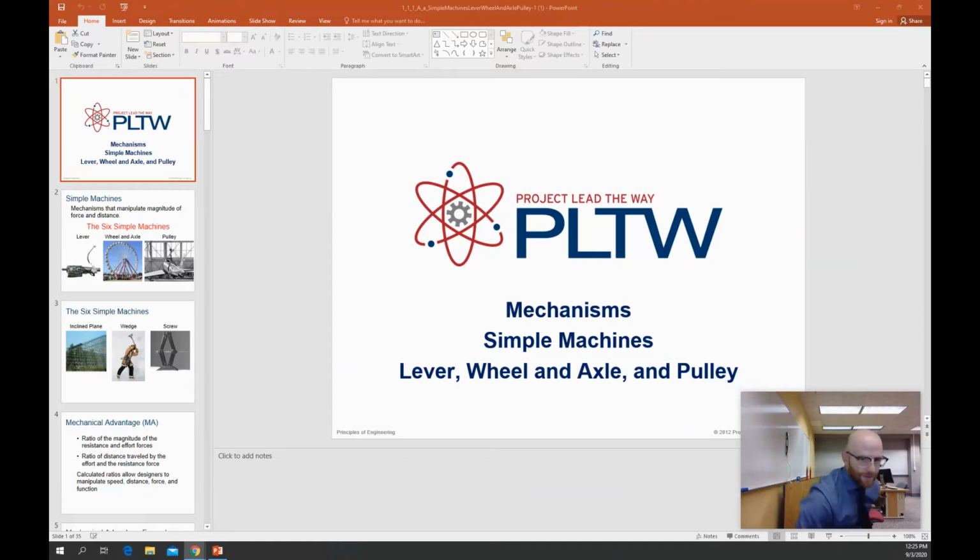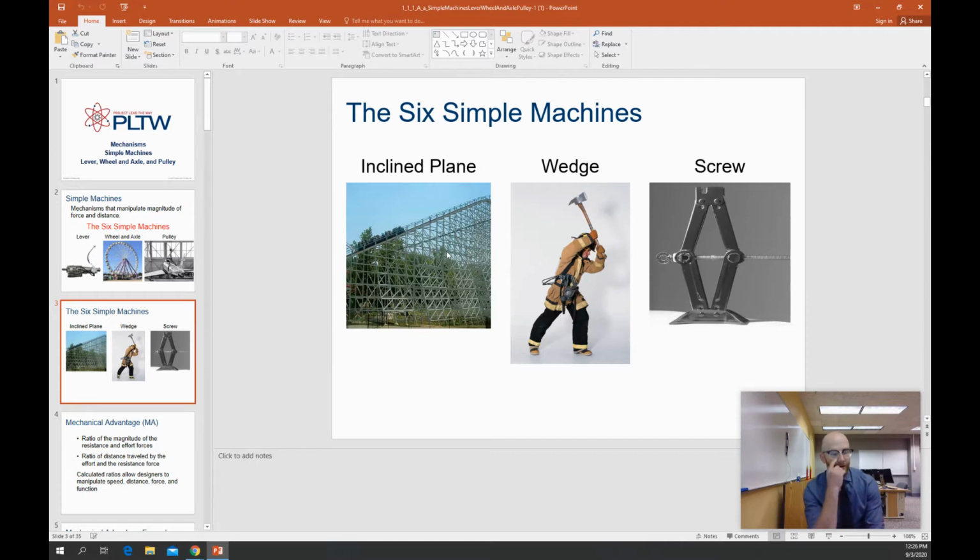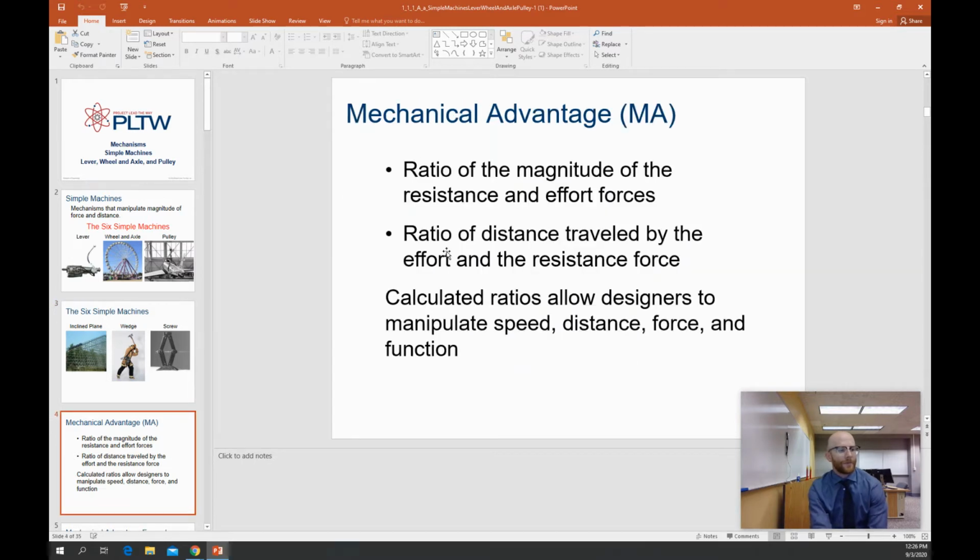Hey class, I just wanted to make a quick video over each of these simple machine slides, just because I want to point out some of the points that I think are important. So let's take a look. We're going to go over the lever, wheel and axle, and pulley in this one. But there are six, so the other ones, inclined plane, wedge, and screw, are in the other PowerPoint.